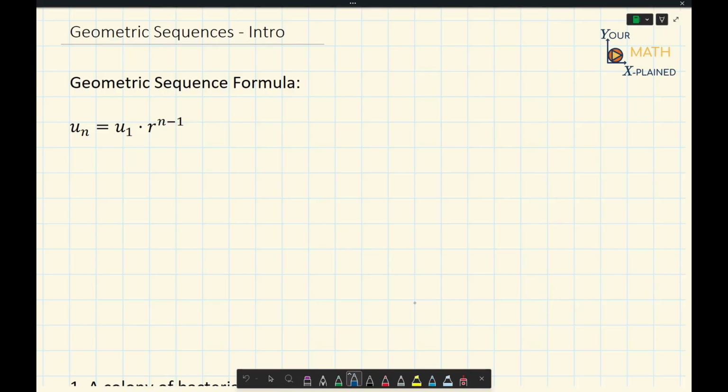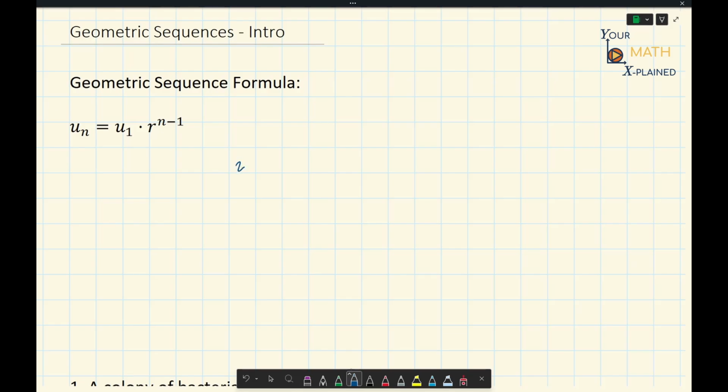In geometric sequences, the transition between consecutive terms relies on a constant multiplier called the common ratio, and we denote that as the letter r. You can find this ratio at any time by taking any term and dividing it by the term right before.